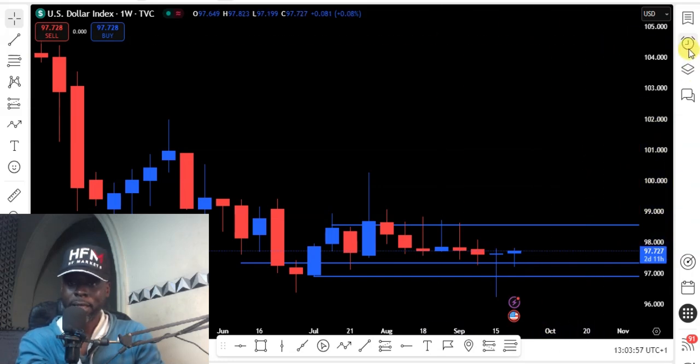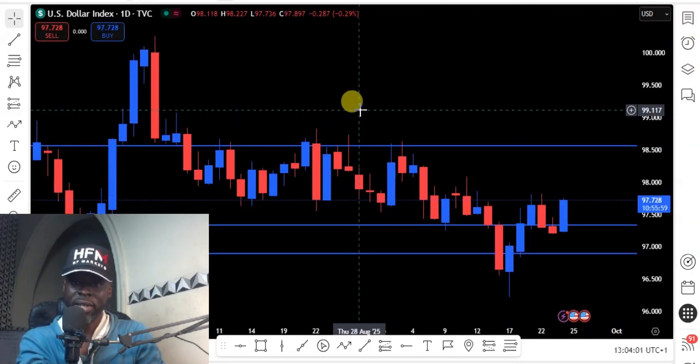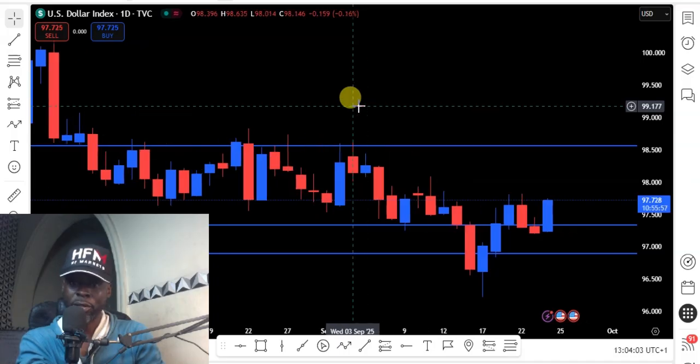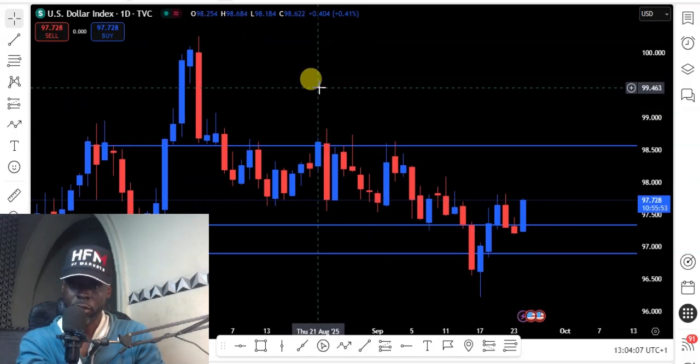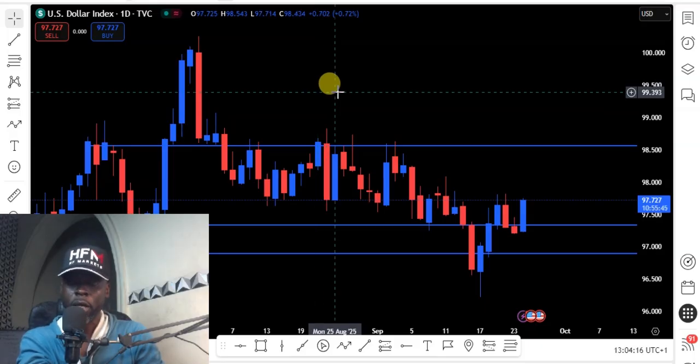On my daily chart, you can see that we have a clear direction now. We are just waiting for price to close for us to start looking for a possible trade opportunity on the EURUSD and GBPUSD, so long as the dollar index has given us a blueprint of a bullish trend for the week. So we're looking for trade opportunities on those pairs.